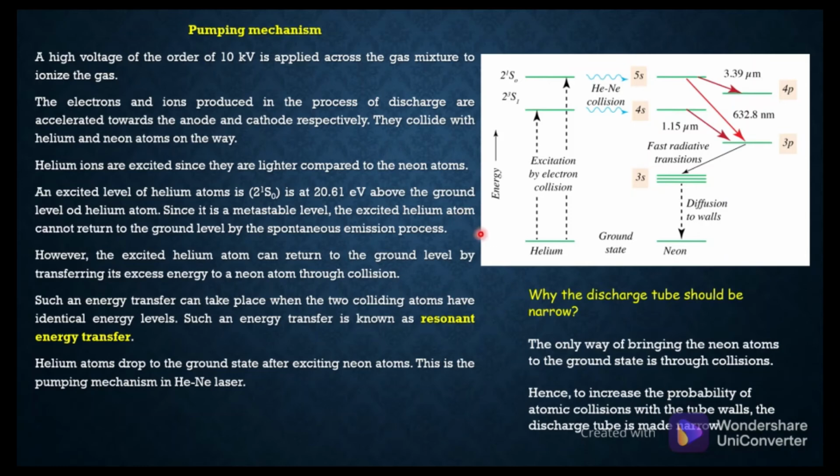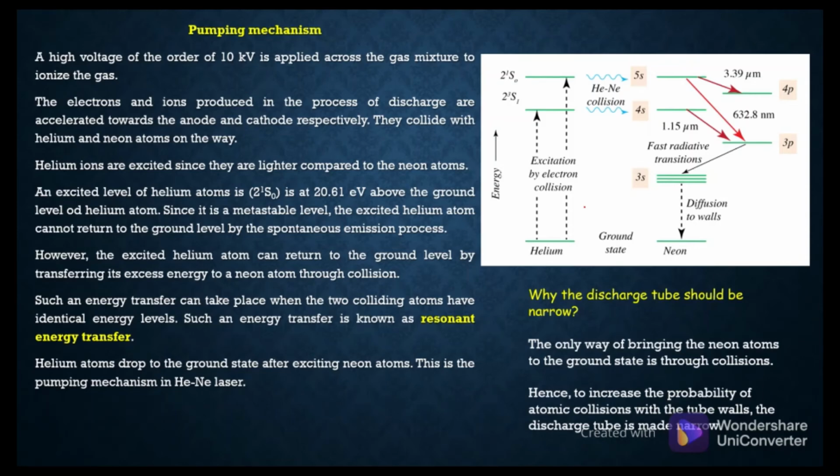So here comes the explanation about the pumping mechanism. I have given you a detailed explanation here for you to read through whenever you are free. You can stop the video and read, but now I will explain only the energy level diagram. When we are supplying a voltage of the order of 10 kilovolt between the cathode and the anode, that will ionize the gas, which is nothing but the helium neon mixture.